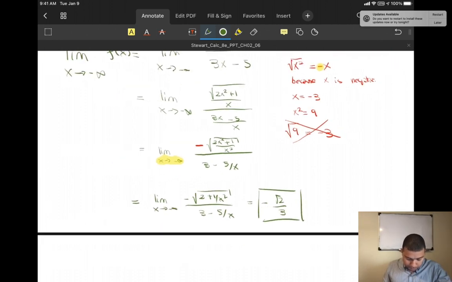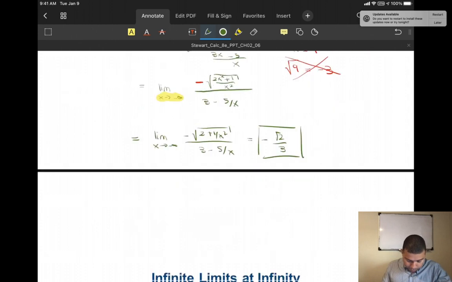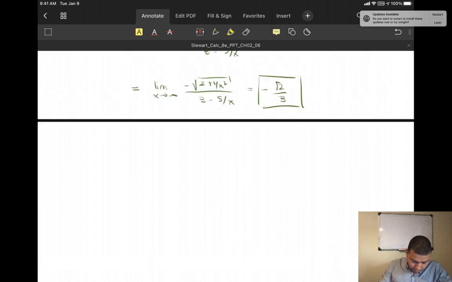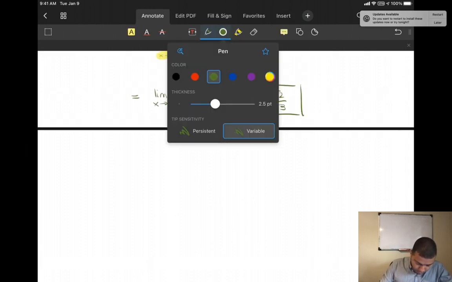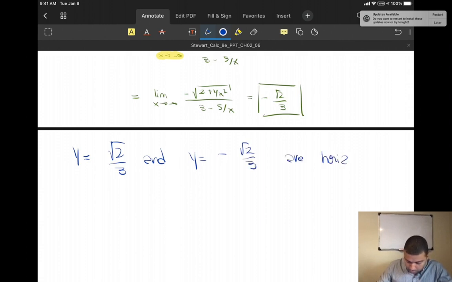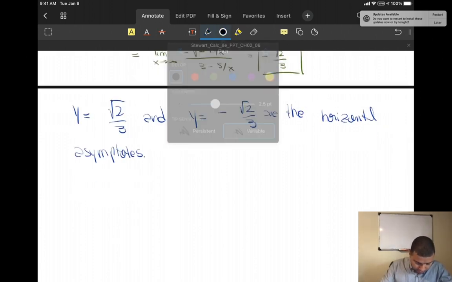So the vertical asymptotes are going to happen when... Let me add a page just so I can write my conclusion. So y equal to square root of 2 over 3 and y equal to minus square root of 2 over 3 are the horizontal asymptotes, because there can't be any more. Okay, now for the vertical ones, if you go back, in black this time to sort of mark the change.